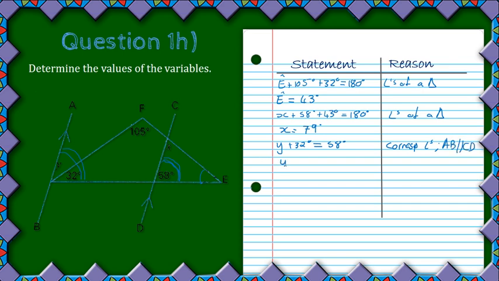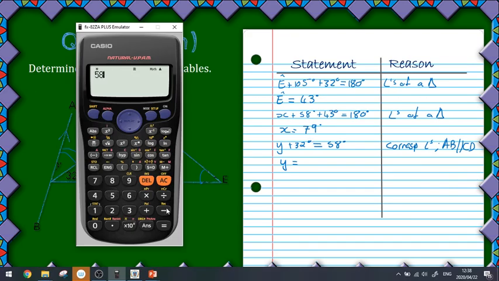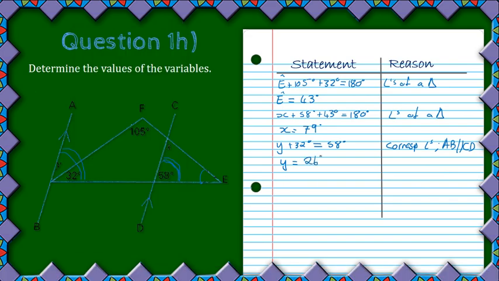And then I solve for Y. So Y is then equal to 58 minus 32, and that gives us 26 degrees.